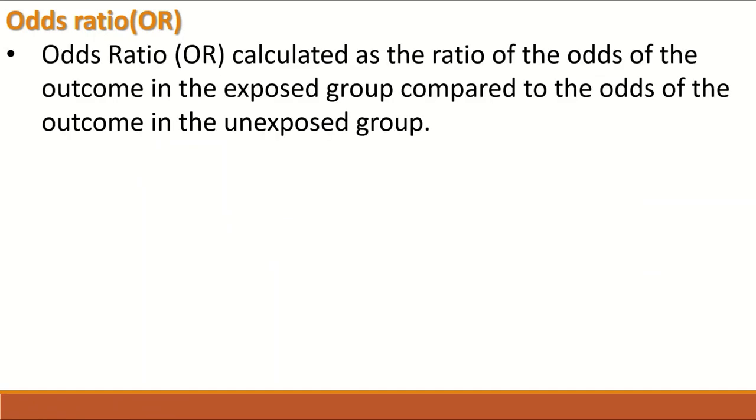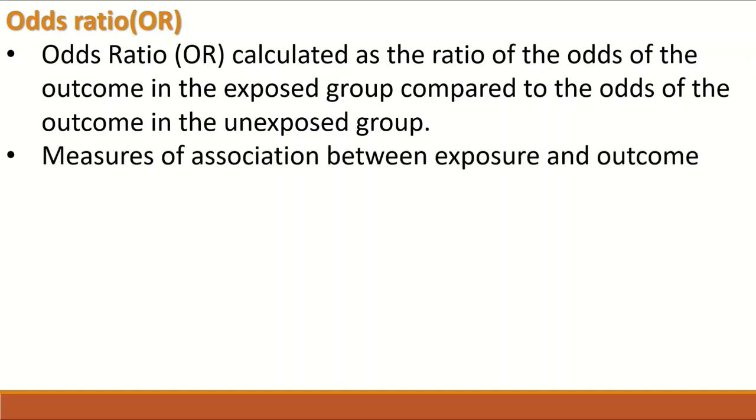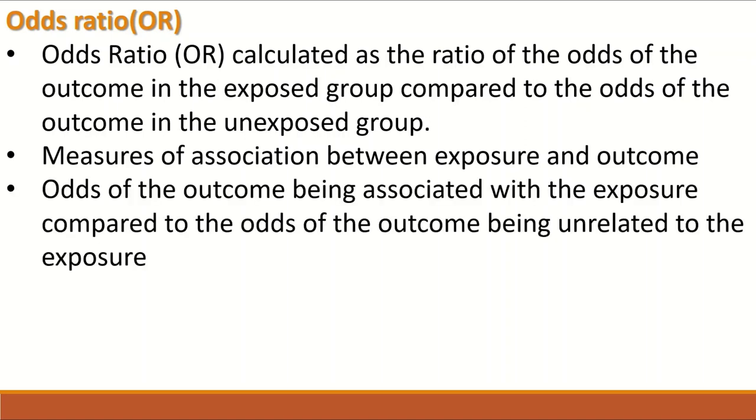What is odds ratio? Odds ratio is calculated as the ratio of the odds of the outcome in the exposed group compared to the odds of the outcome in the unexposed group. So odds ratio is an estimate of the effect size that measures the level of association between exposure and outcome. So here you have two variables, a variable for exposure and an outcome, and the association between those two variables is calculated. So the odds of the outcome being associated with the exposure compared to the odds of the outcome being unrelated to the exposure.